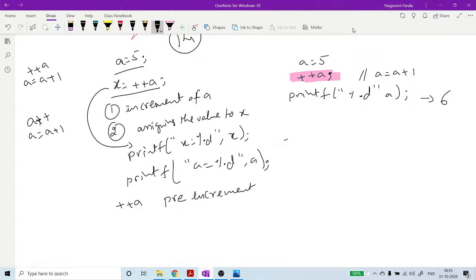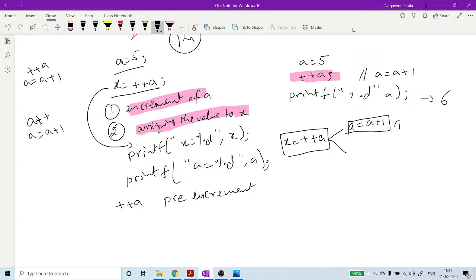See here. Suppose I have written x equal to plus plus a. As I told you, two tasks should be performed. The first task is what? Incrementation of a and assigning the value to x. These are the two tasks that must be performed. So which is performed first? Since it is pre-increment, a value should be incremented first. A equal to a plus 1 should be performed first, and next step is that a value should be assigned for x.